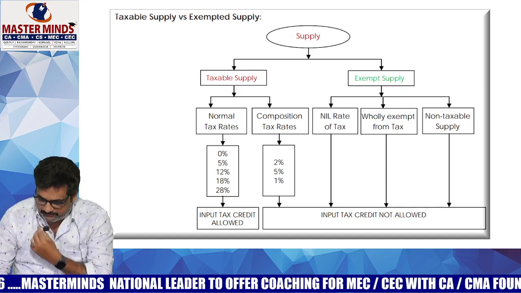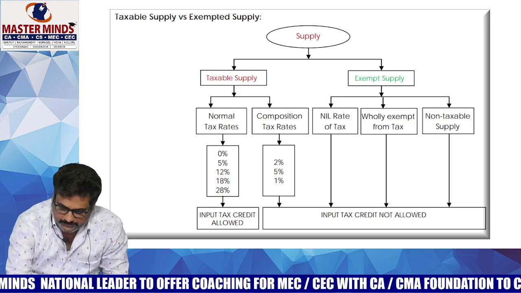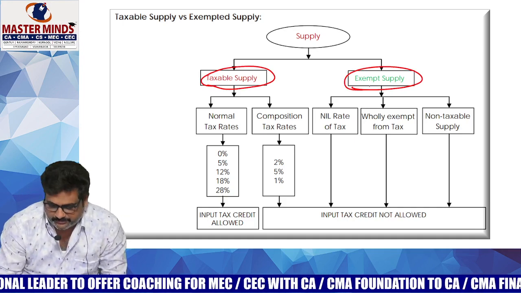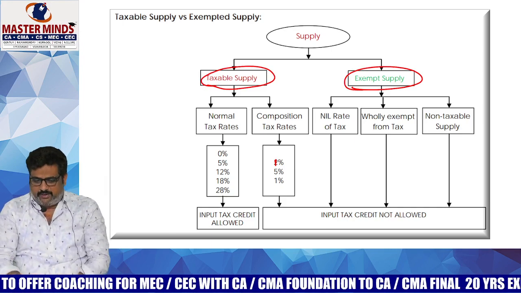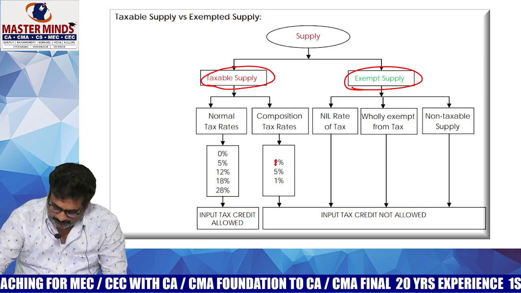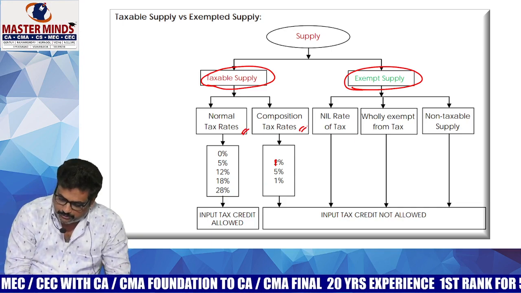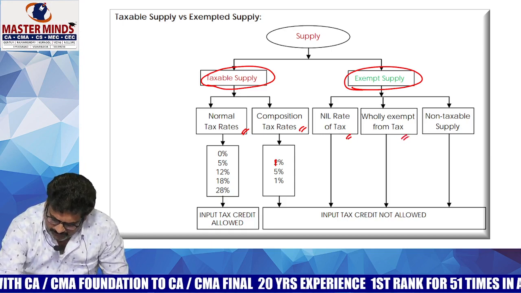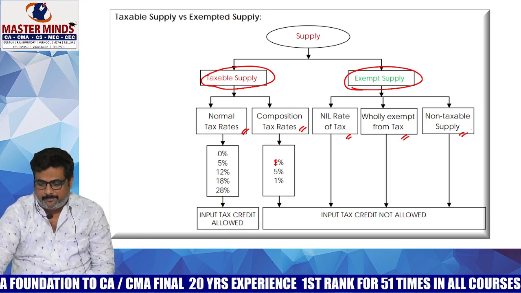Generally, supplies can be divided into two types, ma. One is taxable supply and the second one is exempted supply. If it is a taxable supply, the rates are of two types, ma. One is normal rates and the second is composition rates. Whereas exempted supply means nil rated supply, wholly exempt supply and non-taxable supply.